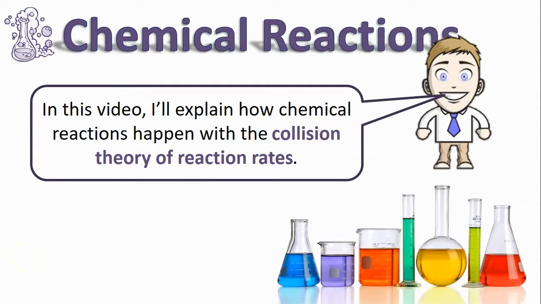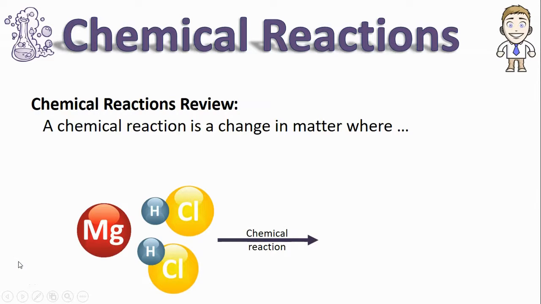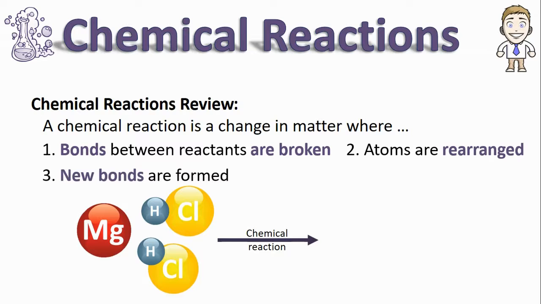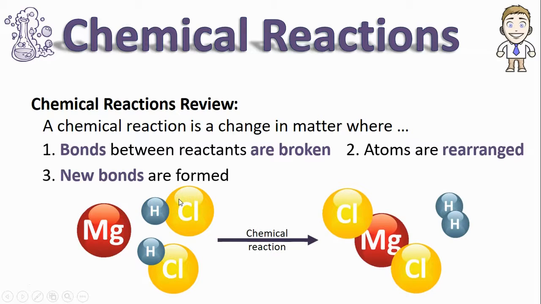In this video, I'll explain how chemical reactions happen with something called the collision theory of reaction rates. Remember that we've already seen a chemical reaction is a change in matter where a series of things happen. One, we need bonds between the reactants to be broken, allowing the atoms to rearrange so we can form new bonds. Like here with Mg and HCl, the H and the Cl have to separate from each other so the two chlorine atoms can reattach, forming new bonds to the magnesium, and the two hydrogen atoms can attach to each other. This of course forms new substances as products.